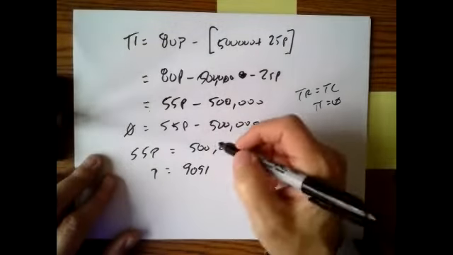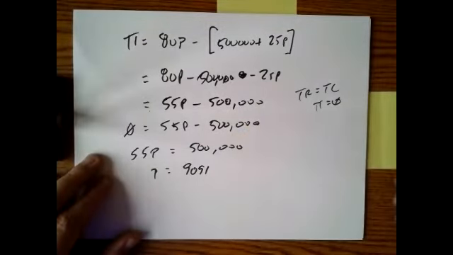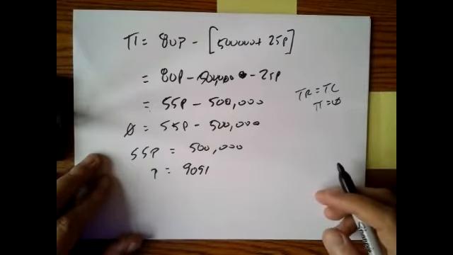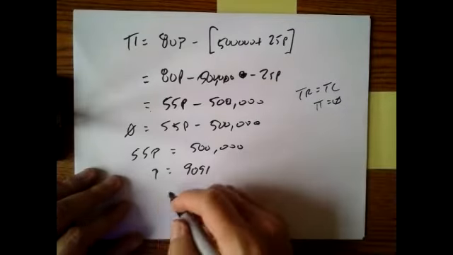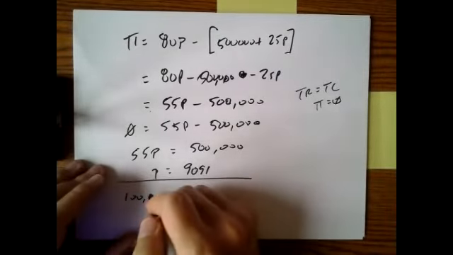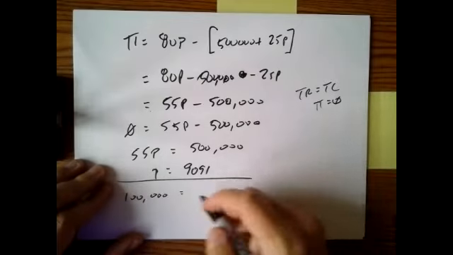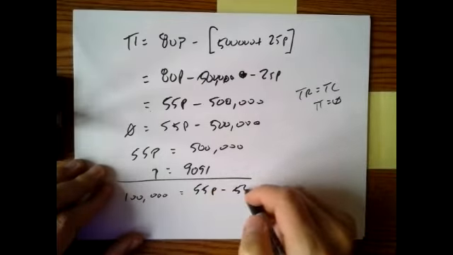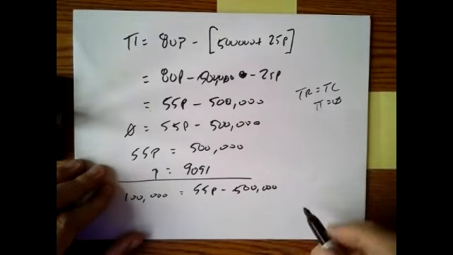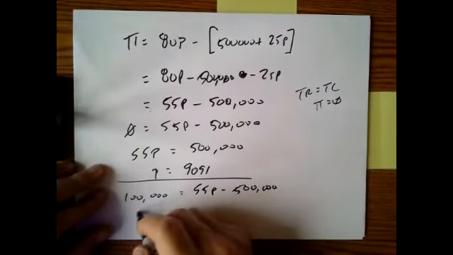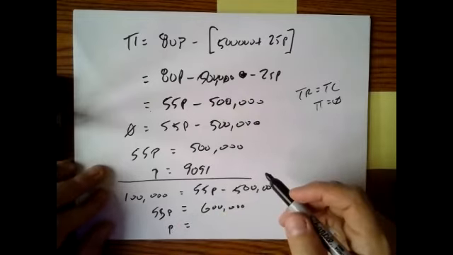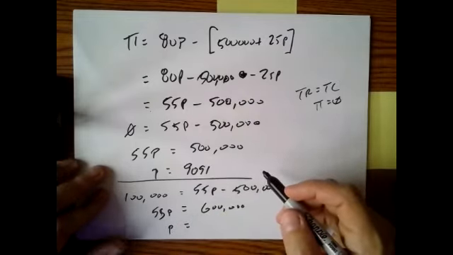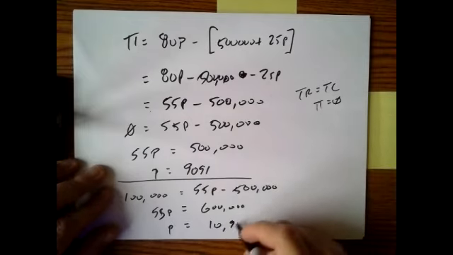All right, so that is break even. What if we want to figure out 100,000 or 200,000 in profit? So again, all we do is for the 100,000 or whatever level of profit we want to arrive at, it's simply 100,000 equals 55p minus 500,000. Add 500,000 to both sides, we get 55p equals 600,000. So then dividing both sides by 55, p is equal to 10,909.